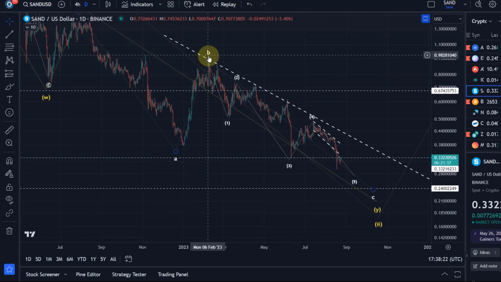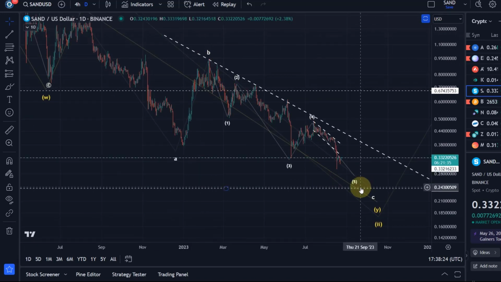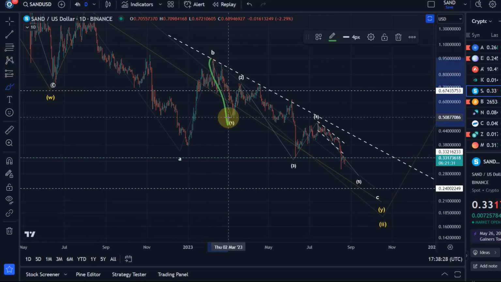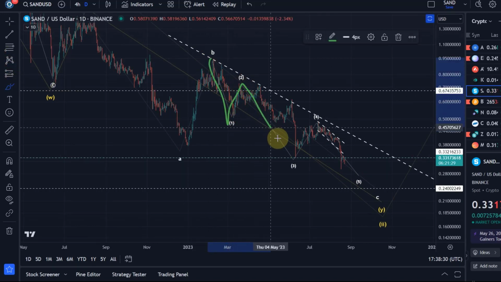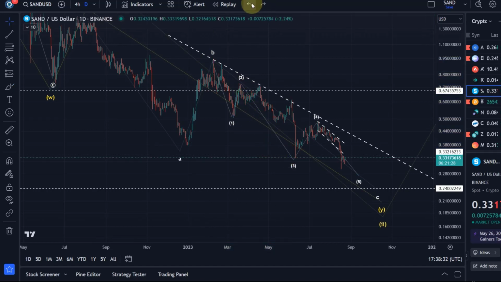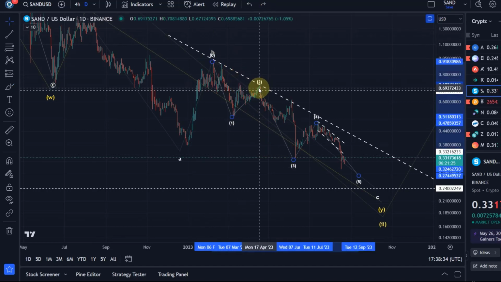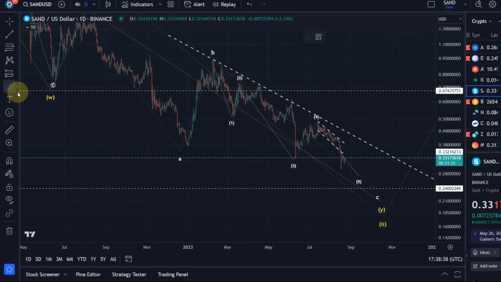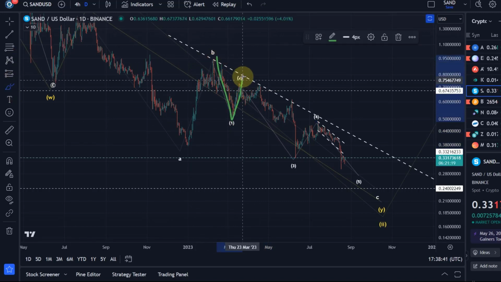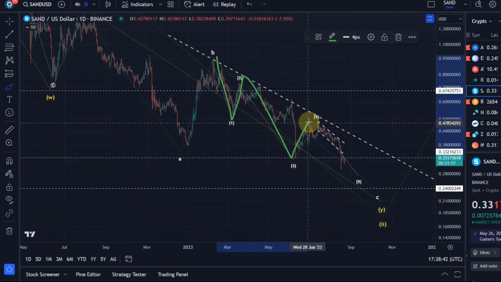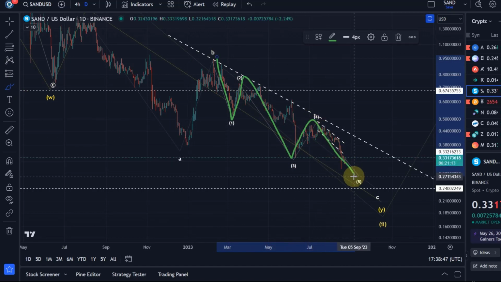In an ending diagonal, we're looking for 5 waves. We already have a wave 1, a wave 2, a wave 3. By the way, that wave 2 needs to sit probably here. Oh, no, it doesn't need to. So we have a wave 1, a wave 2, a wave 3, a wave 4, and this currently could be the wave 5 to the downside.